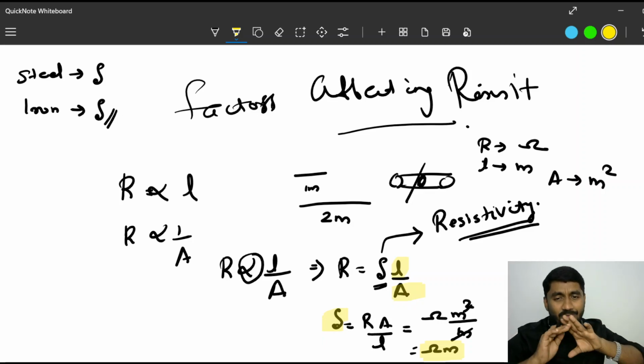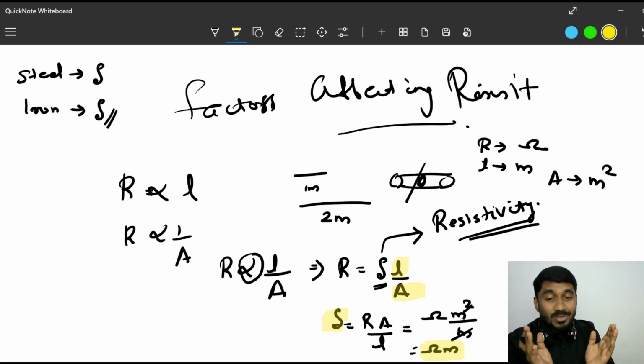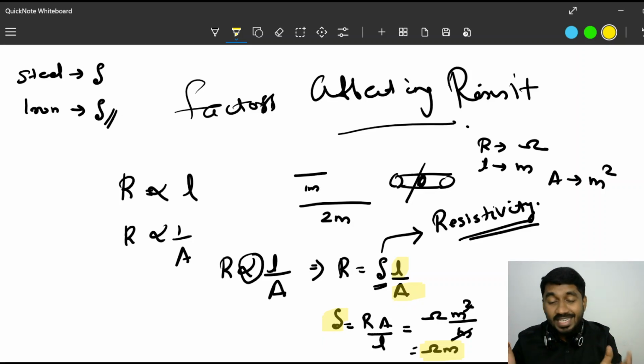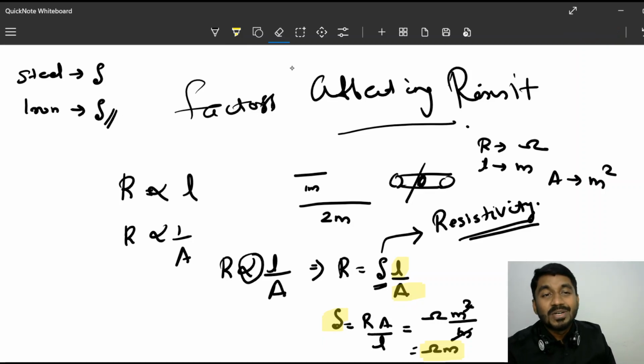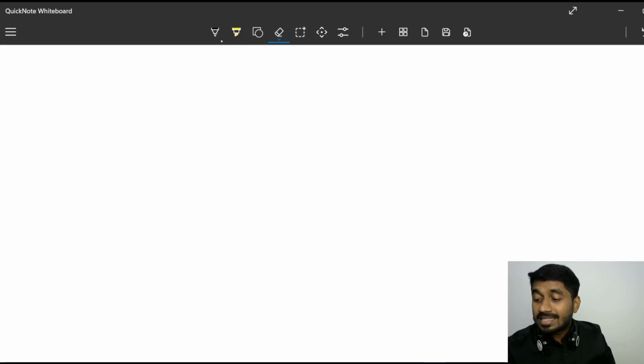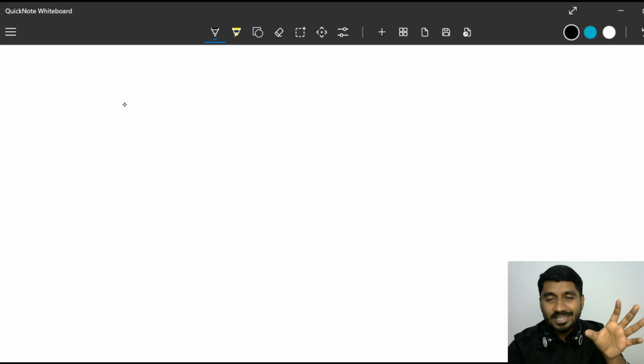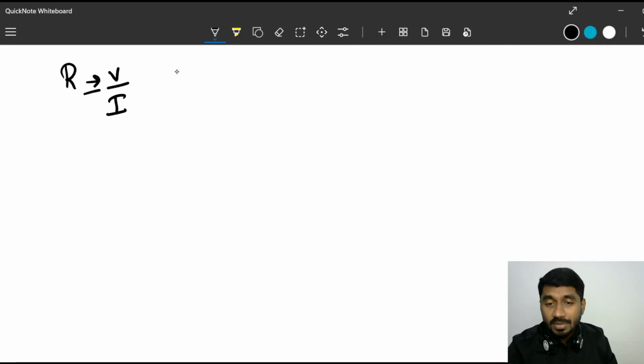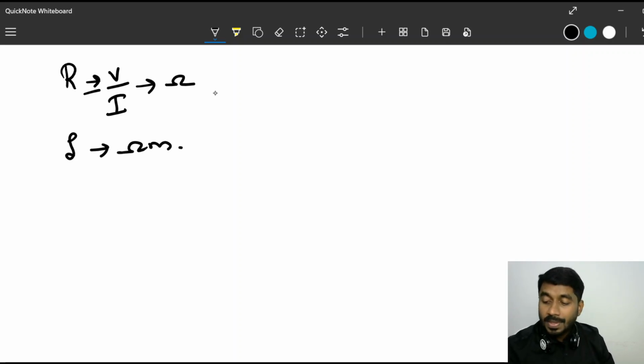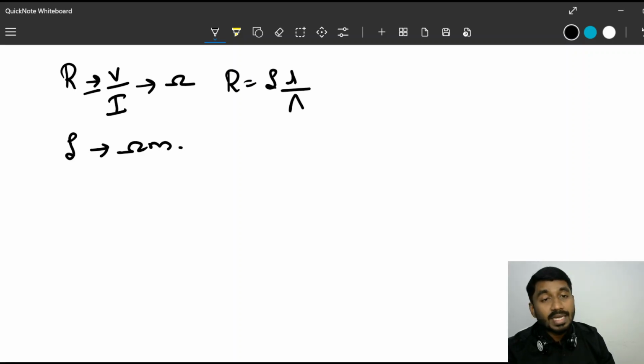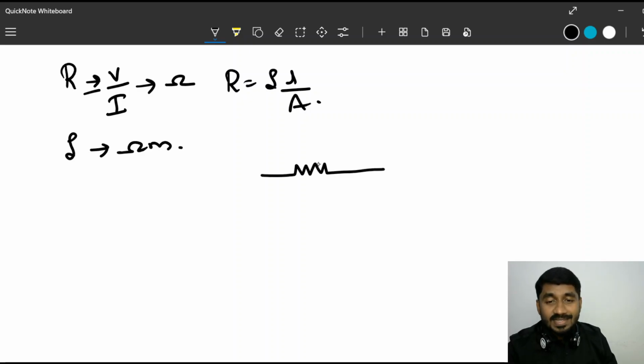This is a very important thing. Factors affecting resistance: length, area and resistivity. And what is resistivity? Try to understand the different values of resistivity of all the materials. Then we are moving on to the next important topic, that is resistance combination. Before that, let me tell you some other things. We know that resistance is equal to V by I, unit is ohm, resistivity unit is ohm meter, and the equation of resistance is rho into L by A. So we can create a material with a symbol like this, and this component is called a resistor.